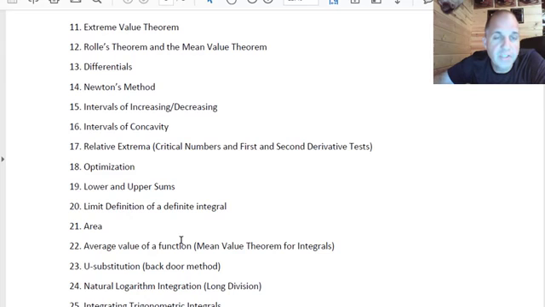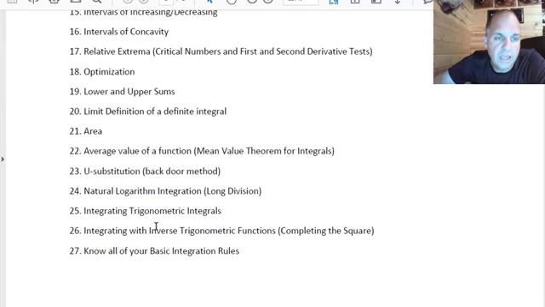Also optimization, basically story problems where we're finding those extrema. We had a whole section on those. Then we moved into the area underneath the curve, and that was our last chapter where we were looking at lower and upper sums, and we also had a limit definition of a definite integral.